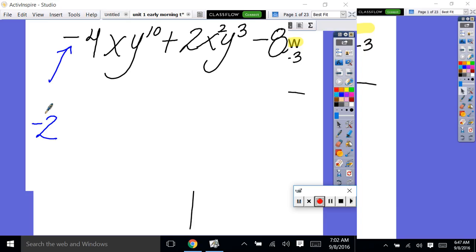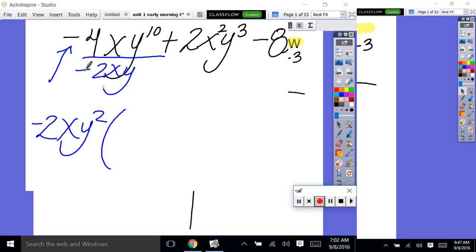X, x squared, x cubed. Yep, they all have an x. But careful though. Y to the 10th, y cubed, y squared. So we pull out y squared. Okay, we're all good? Okay, go back, divide each. It's worth it to get it right.